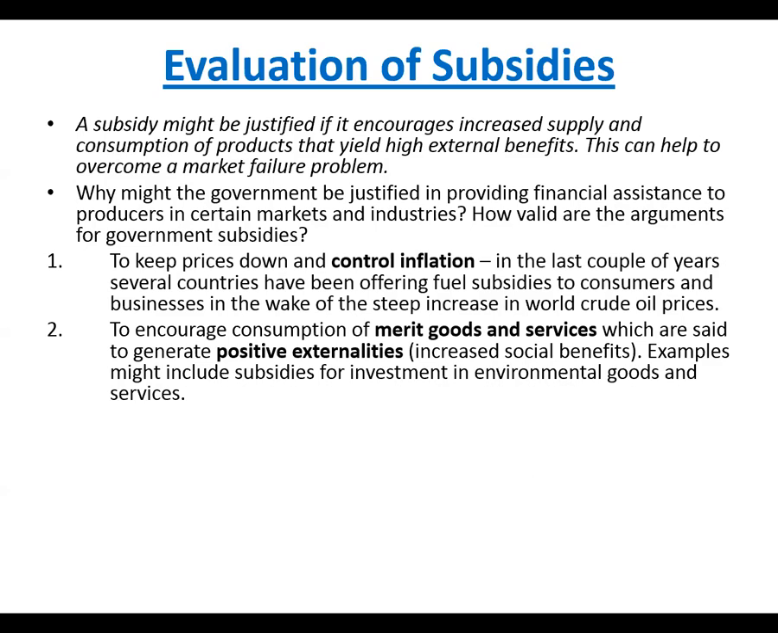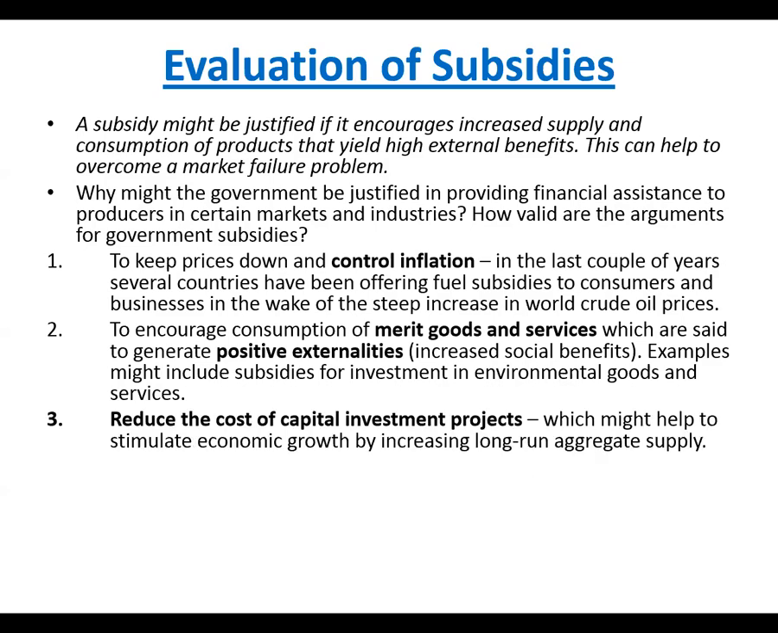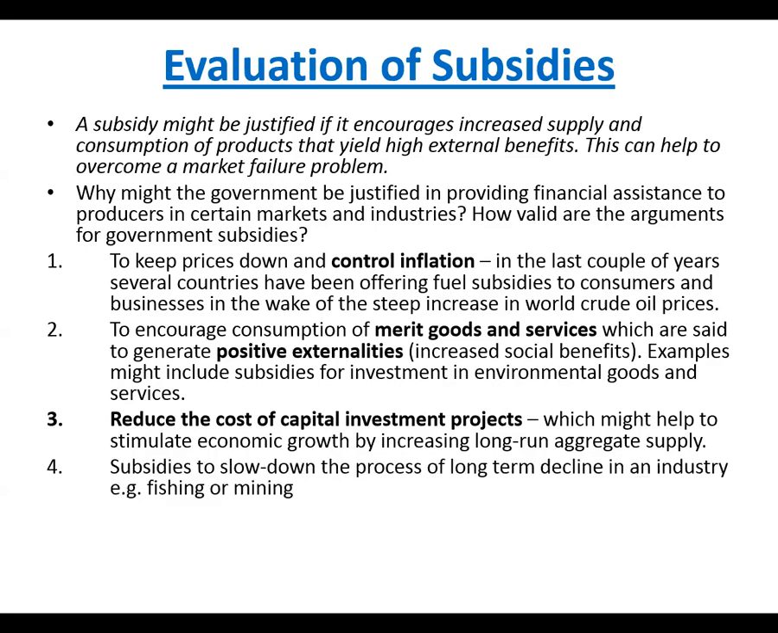To encourage consumption of merit goods and services, which are said to generate positive externalities, increased social benefits. Examples might include subsidies for investment in environmental goods and services, like your wind farms and your renewable sources of energy, your solar panels. Reduce the cost of capital investment projects, which might help to stimulate economic growth by increasing long-run aggregate supply. So governments can increase capital projects for infrastructure, for example. Schools are heavily subsidized. They might subsidize them to go into a certain area of the curriculum, to build more onto the school in order to cope with the increased number of children coming up through the years.